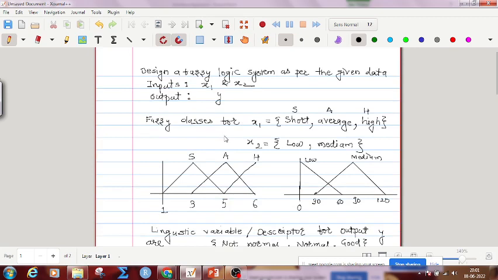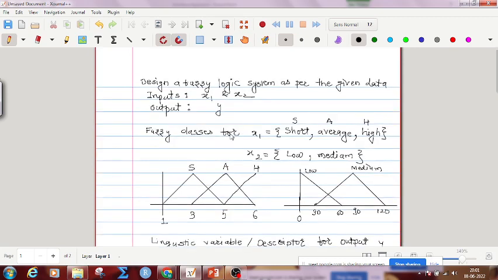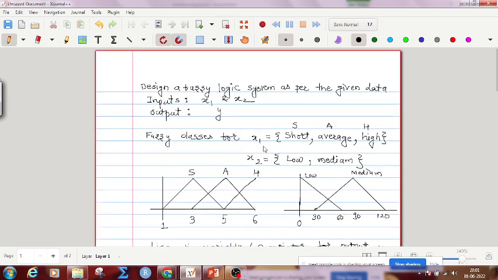Is it visible properly? Yes, ma'am. Okay. So just try to understand this problem. Design a fuzzy logic system as per the given data. What are the inputs? Inputs are 2, x1 and x2. What is the output? There is only one output, y.